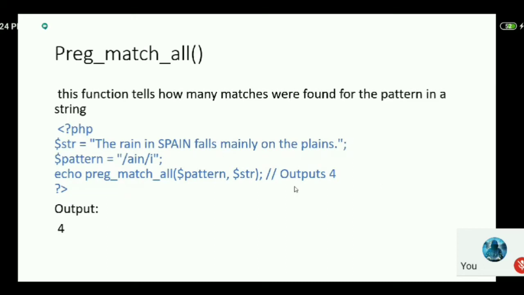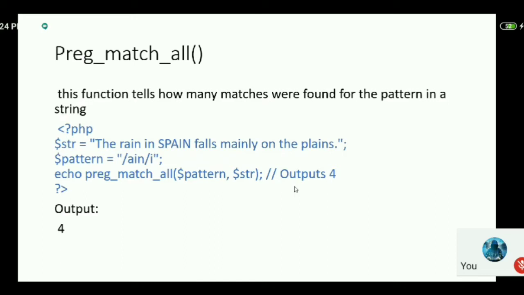A-I-N. It doesn't mean that A appears in one place, I appears in another place, and N appears in another place. That will not be a match. The exact word should match in this pattern. So A-I-N, I'm searching here. A-I-N appears in 4 different places here.